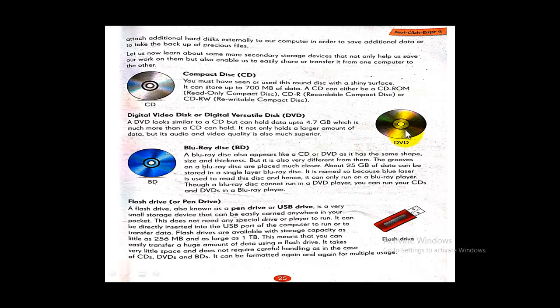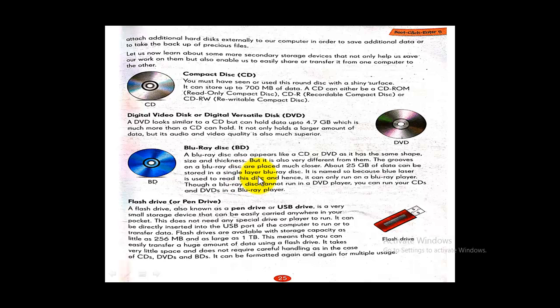The grooves on a Blu-ray disc are placed much closer. About 25 GB of data can be stored in a single layer Blu-ray disc. A single layer Blu-ray disc can store up to 25 GB of data. A DVD is 4.7, but a Blu-ray disc can store 25 GB of data in a single layer.